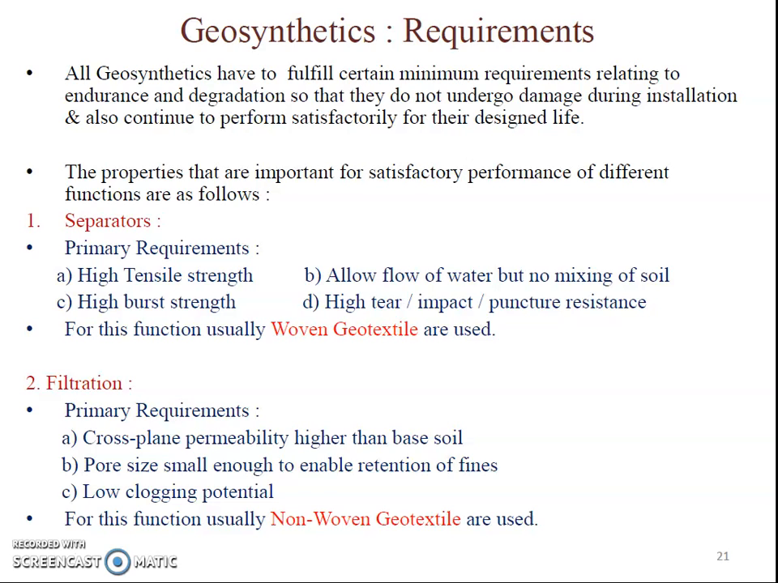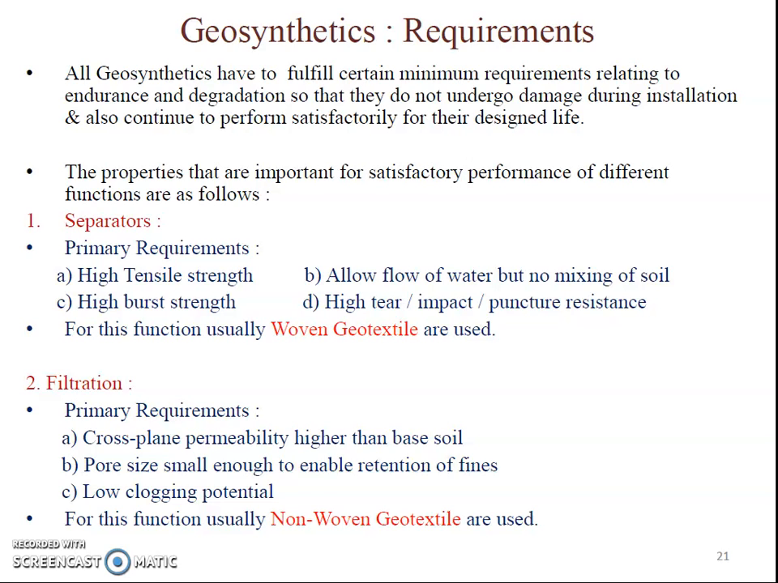Most of the time, angular stones or cornerstones puncture the geomembrane or the separator. In that case it should have good resistance to tear, impact and puncture. So for the separator purpose, mostly woven geotextiles are used.